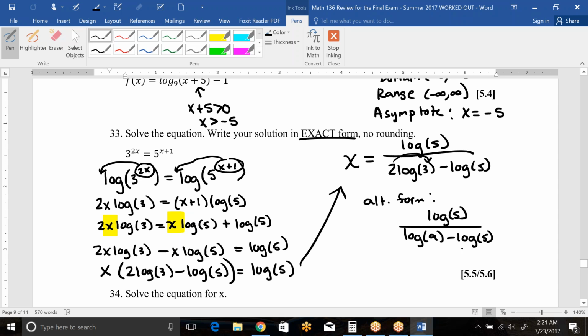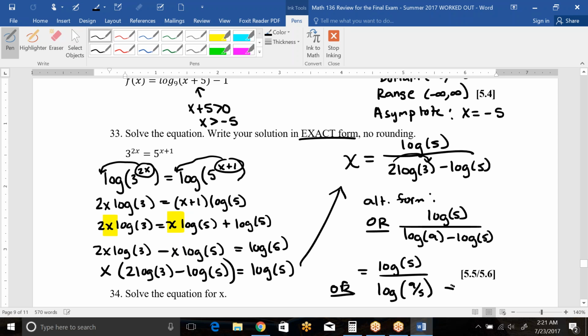And we learn another property in 5.5 and 5.6 that says if you have subtraction between two logs that have the same base, you can combine it to one log and it becomes division of the first one divided by the second one. So the log is just one log and the argument parts are division. So this would be log of 5 over log of 9 over 5. So this is one way to write it. The original was one way to write it.